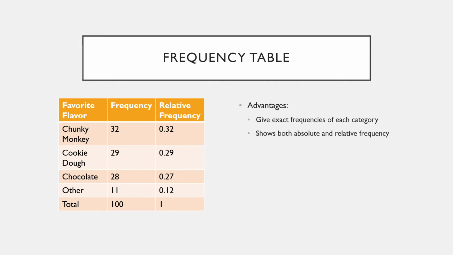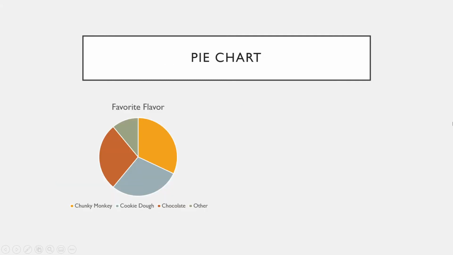Advantages of this: we can see both the absolute and relative frequency. As I just said, it's really nice to have a proportion and not just some random number. It also gives exact frequencies of each category, so we can see exactly how many people answered in each category, which is not true with some of the visualizations that I'll show later on. The disadvantages are it's really not very visual. It's just numbers in a table. We can't just look at it with our eyes and determine which numbers are bigger. We actually have to think about it and say, oh, well, 29 is bigger than 28 or whatever.